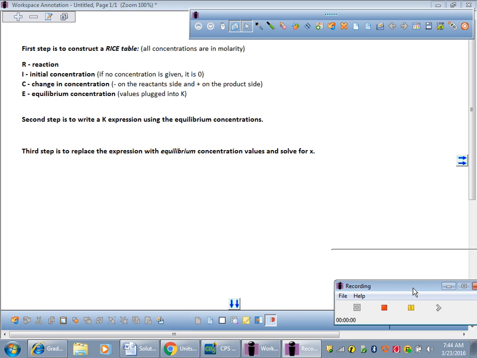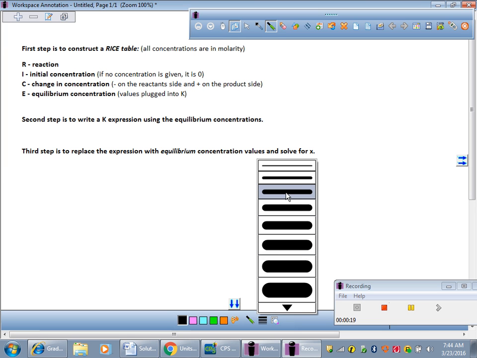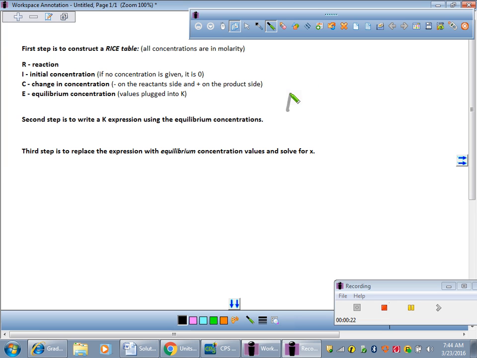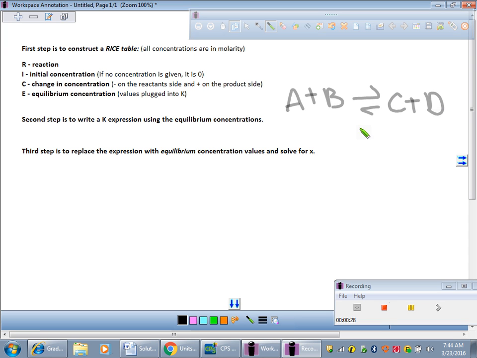Okay, so today we're going to talk about RICE tables. We have been learning about equilibrium, and that is when the forward reaction is happening at the same rate as the reverse reaction in an equation. So for example, if you have a reaction, A plus B gives you C plus D, the rate at which A and B is turning into C and D is going to be equal to the rate at which C and D is also going back and becoming A plus B. So when those rates are equal, we have what's called equilibrium.